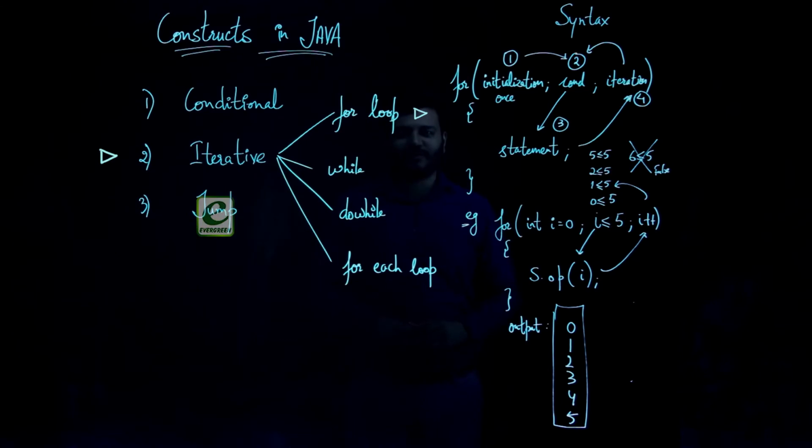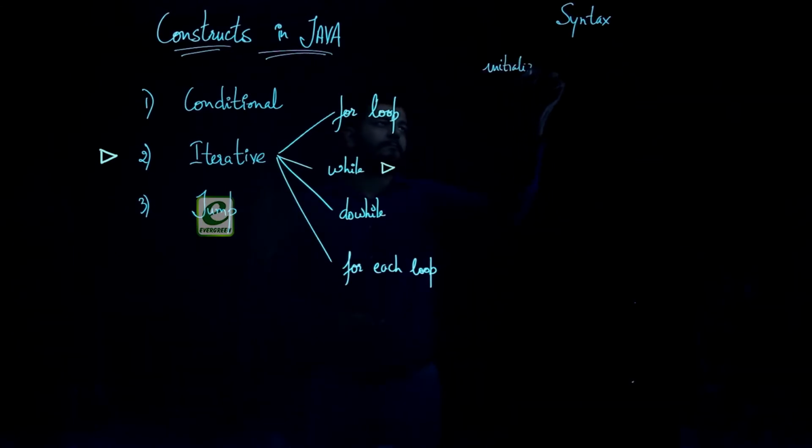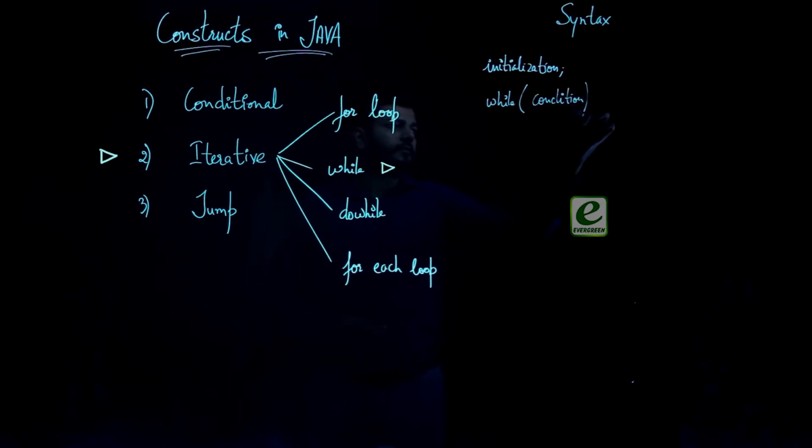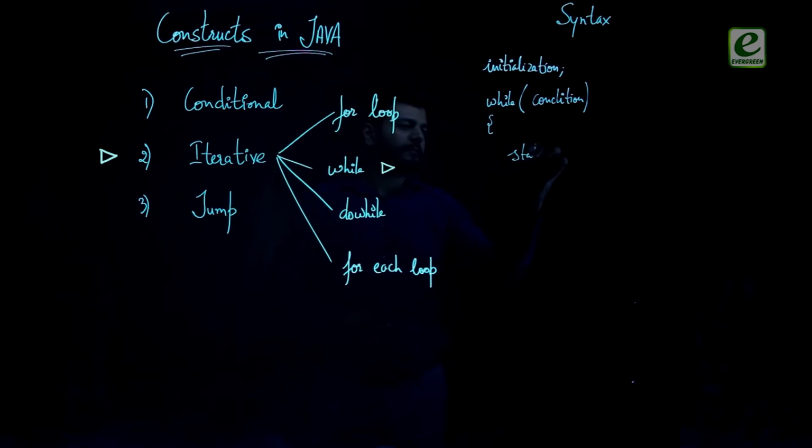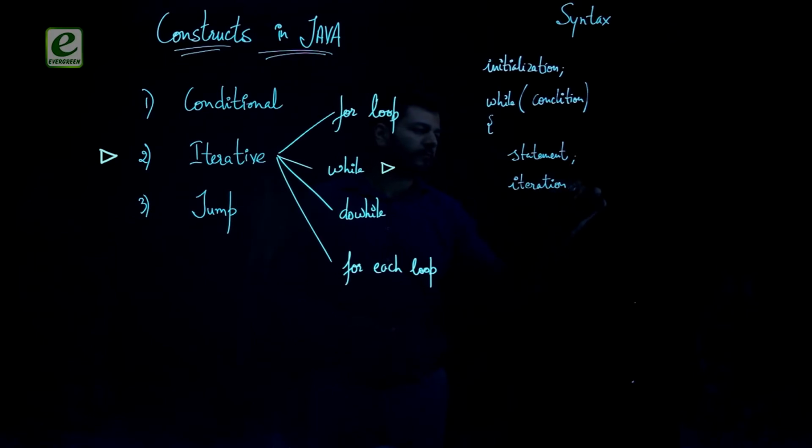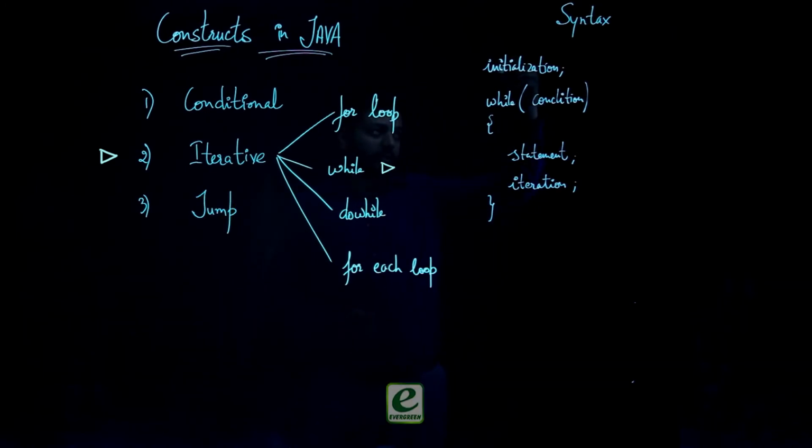Let's move to the while loop. So it is initialization, while, condition, statement, iteration, and end of while. It is the same as the for loop, but now you can see all 4 parts are disintegrated. First of all initialization, then condition check, then statement, and then iteration. So basically you have just disintegrated the for loop and created your while loop.